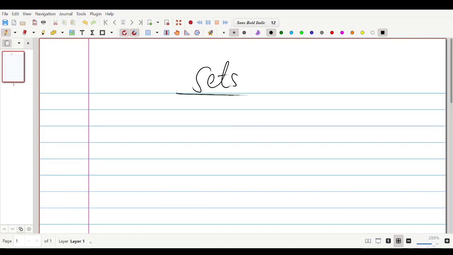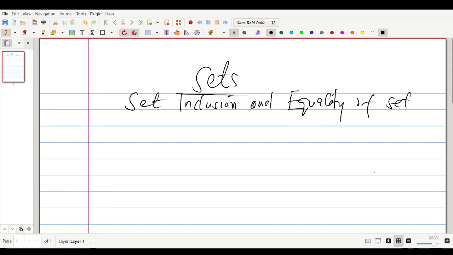So welcome once again to a very interesting topic on sets. In the previous video, we considered the cardinality of a set and the equivalence of sets. But now we're going to look at a very important concept titled set inclusion and equality of sets. So I put it in writing: set inclusion and equality of sets. So this is what we'll be looking at in this video.